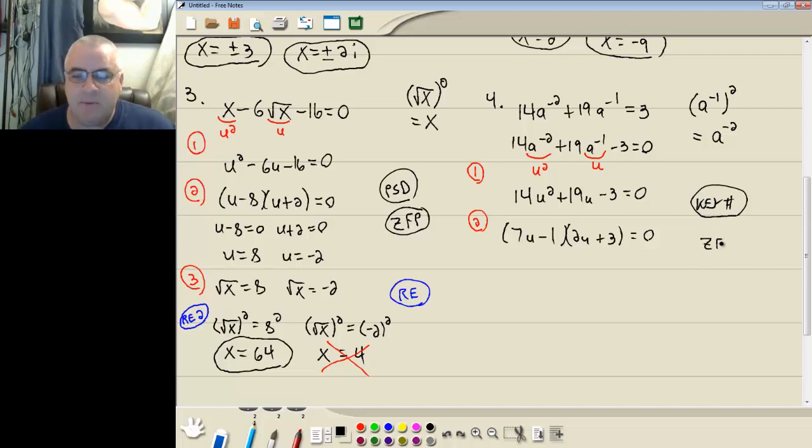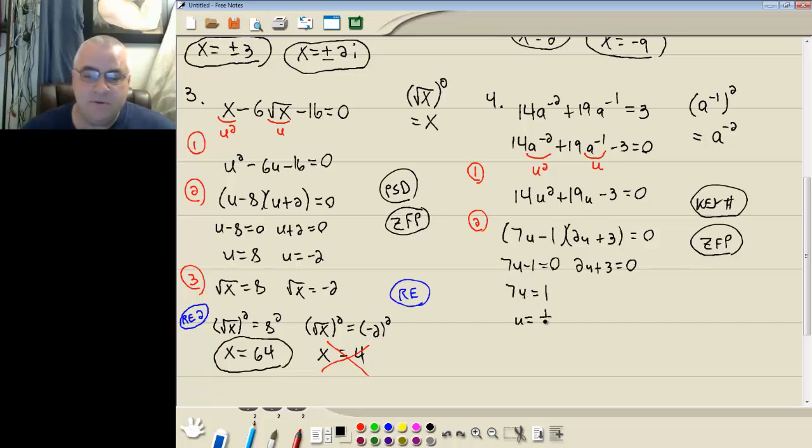Okay, zero factor property. You get 0 on one side, you factor the other side, you set each factor equal to 0. So I got 7u minus 1 equal to 0, and 2u plus 3 equal to 0. And then I want to solve these. So here I'll take negative 1 over, I get 7u is equal to 1, or u is equal to 1/7. Here I'll take the 3 over, and you get 2u is equal to negative 3, or u is equal to negative 3/2.